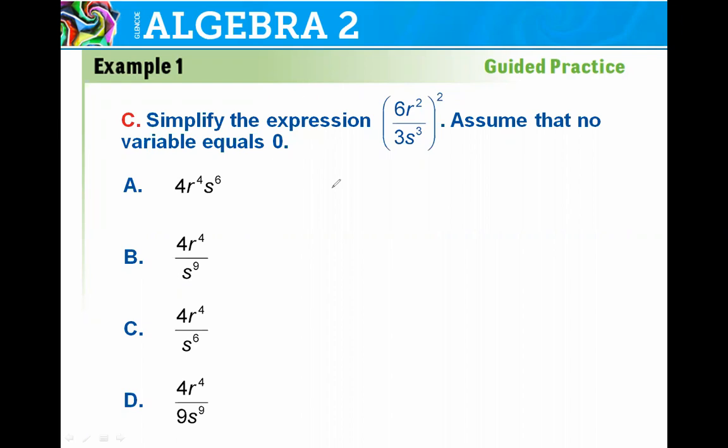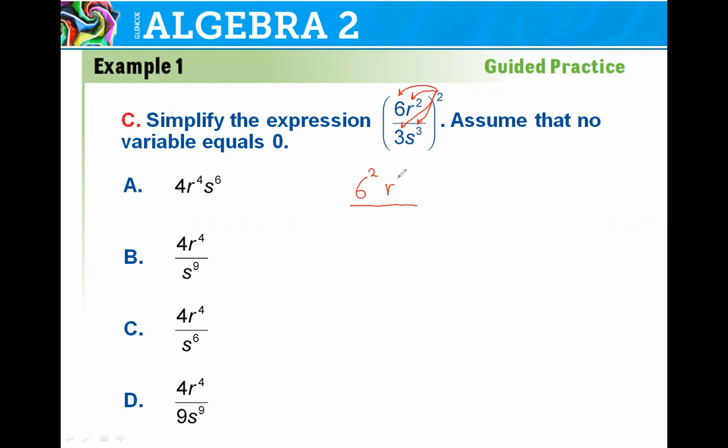So what shall we do? We'll multiply the variables and the numbers by the power 2. So you will distribute power 2 on 6, on r, on 3, and on s. So it will be a big fraction mark, and it will be 6 power 2, r power 2.